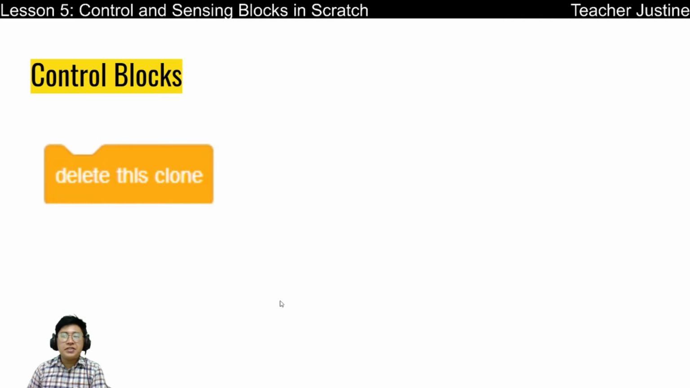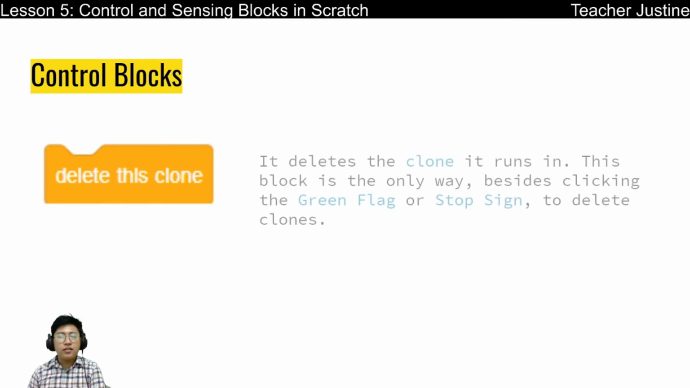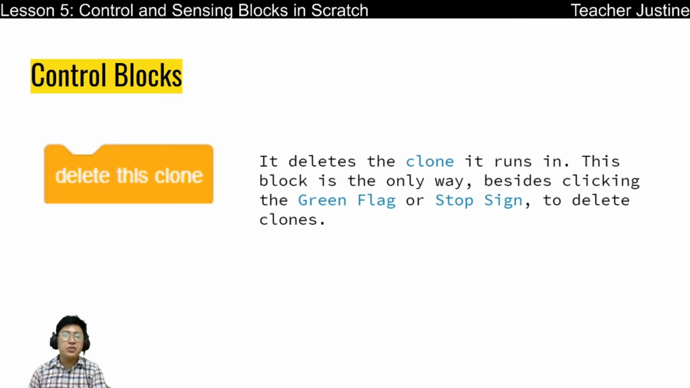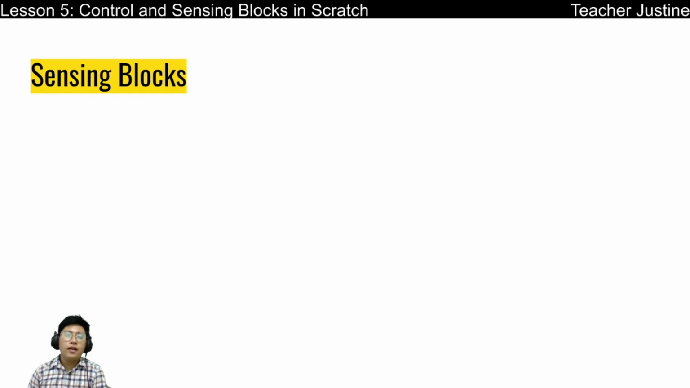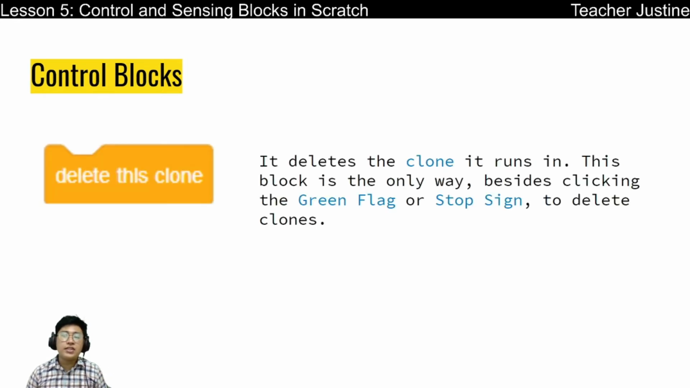Next class is delete this clone. From the name itself, if you want to delete the clone that you have created, you just have to use this code. It deletes the clone. This block is the only way, besides clicking the green flag or stop sign, to delete clones. Those are all the commands that you can use inside the control blocks class.